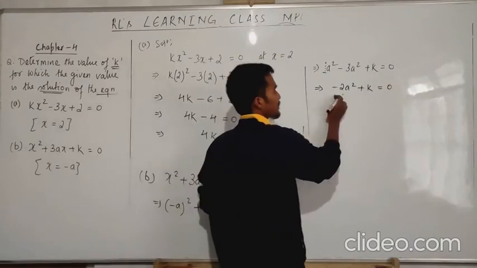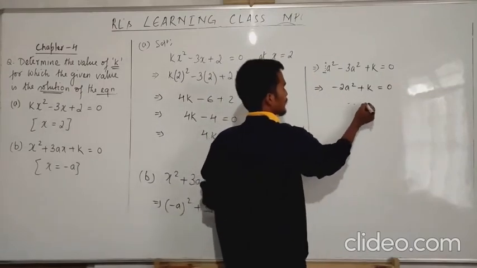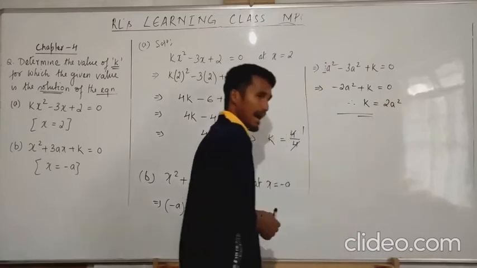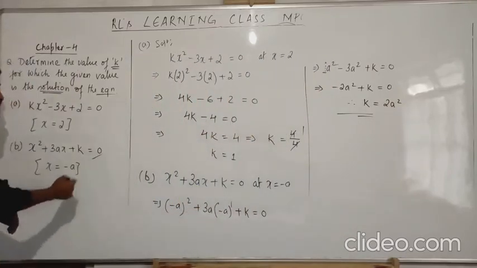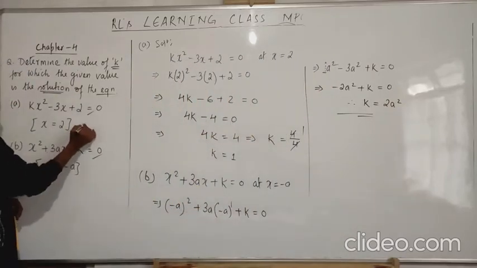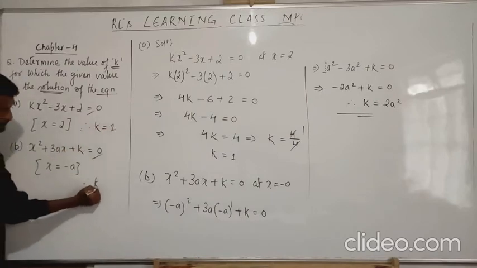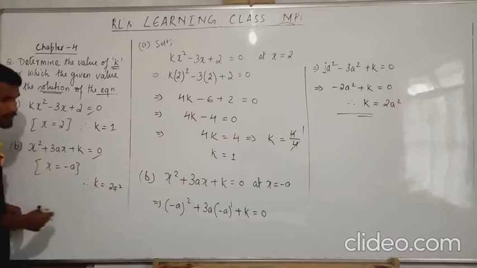Then this minus will take this side and change to plus. Therefore k is equal to a squared. Now this will be the answer for this question and this question. Here we got k is equal to 1 and here we got k is equal to 2a squared.